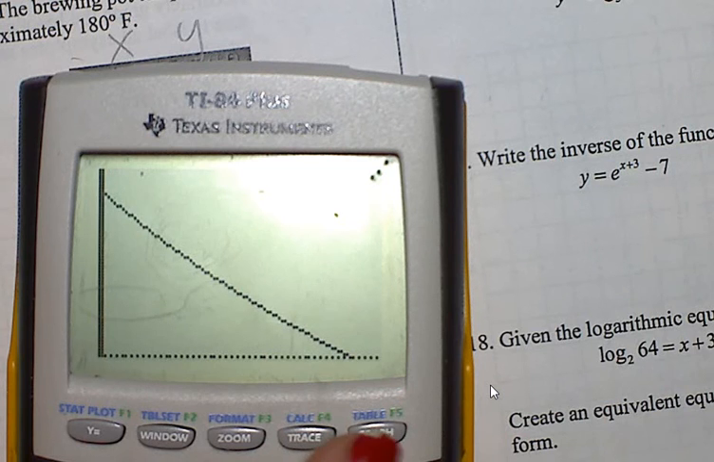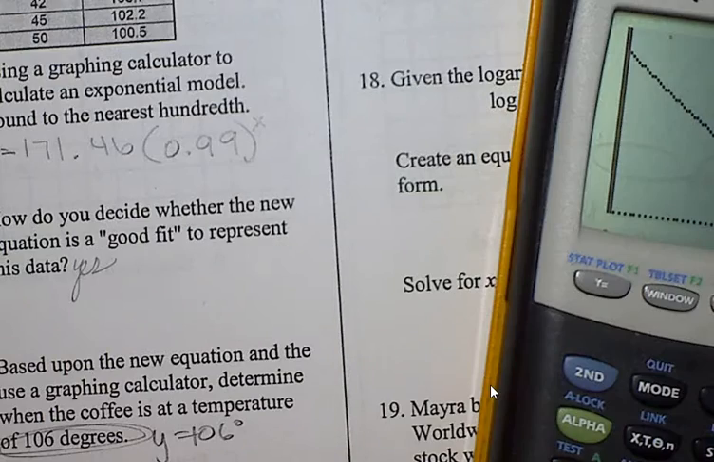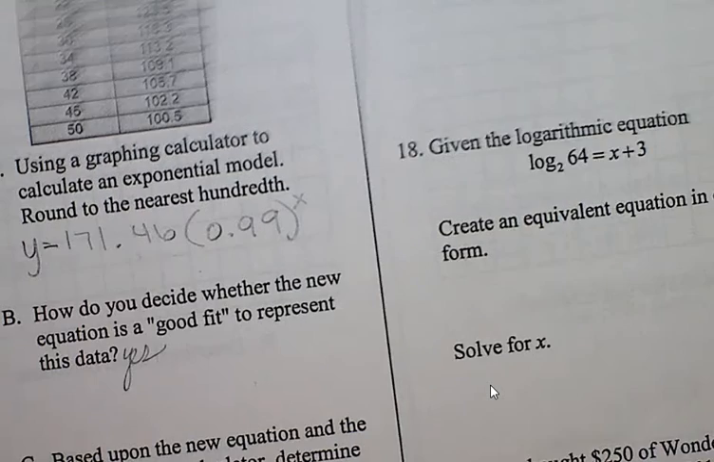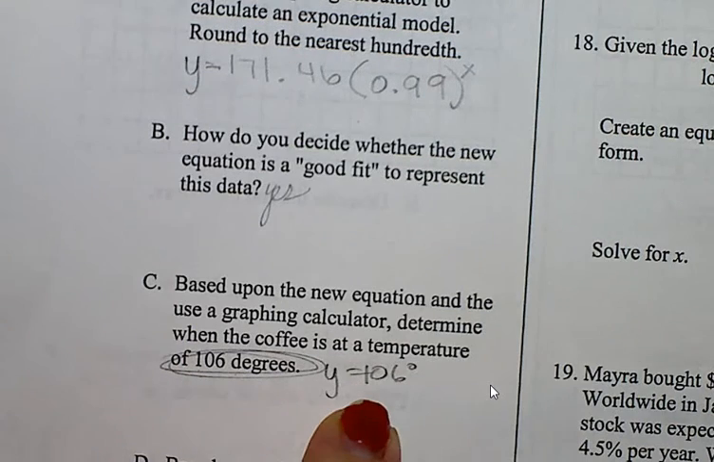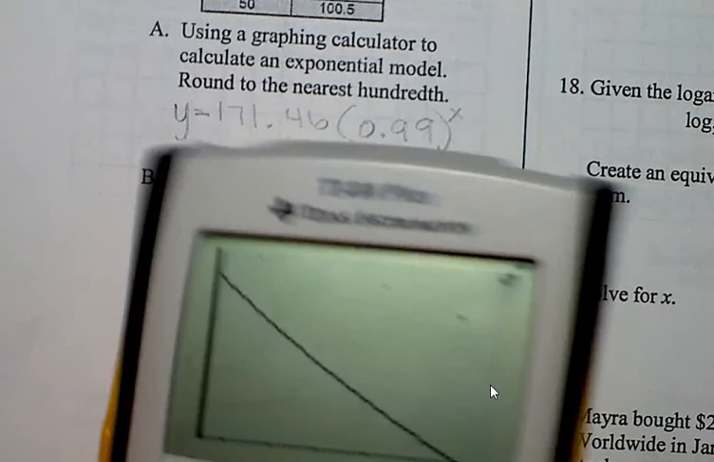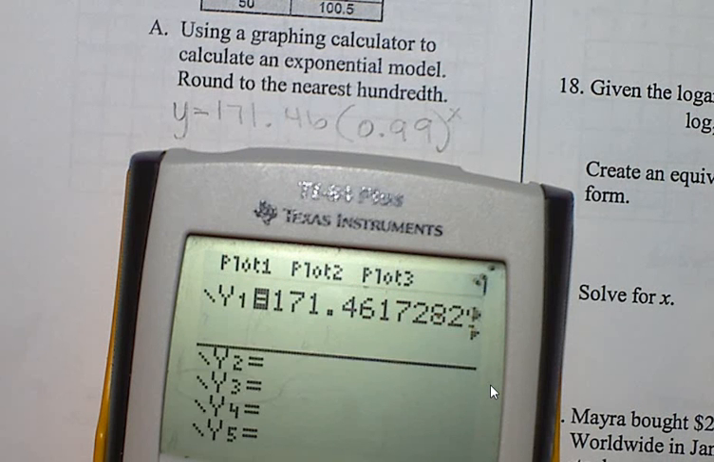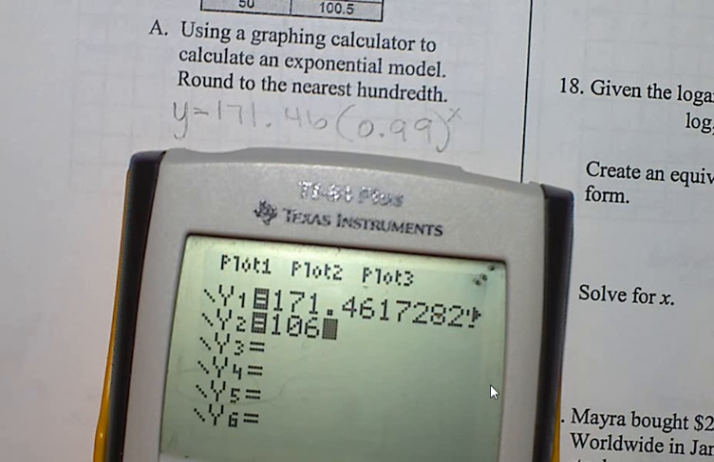As a review from last semester, it tells us what the y value is. When they give you the y value, it's a little bit more work. Come up and go to y sub 2 and type in the y value they give us. Now hit graph.